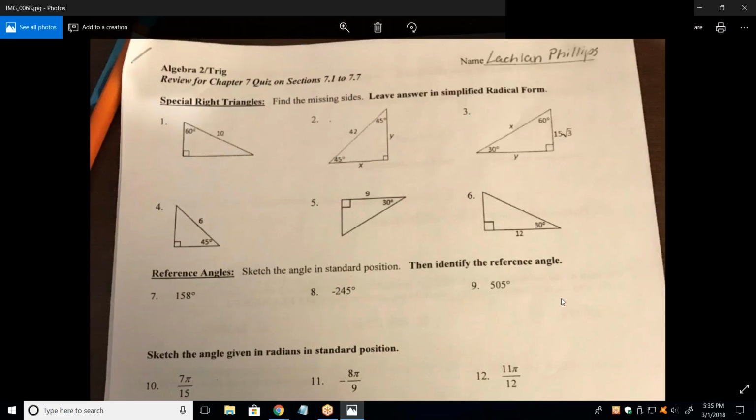Trig, I love trig. Find the missing sides. These first 6 problems, we're going to do them a little different. Actually, this is not trig. Yeah, it is trig, but not really. In other words, we don't need trig to do these problems.